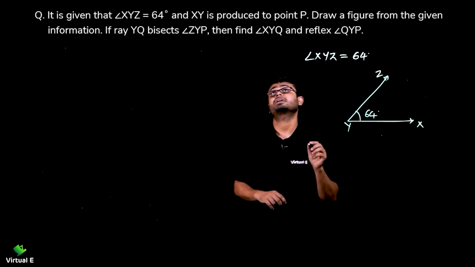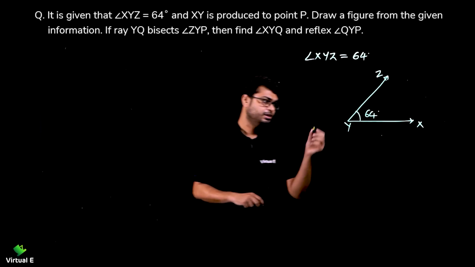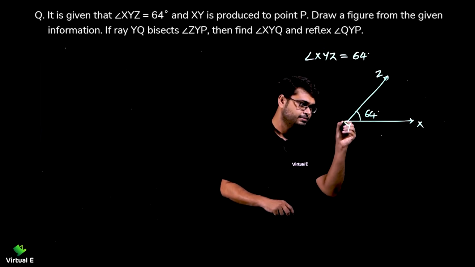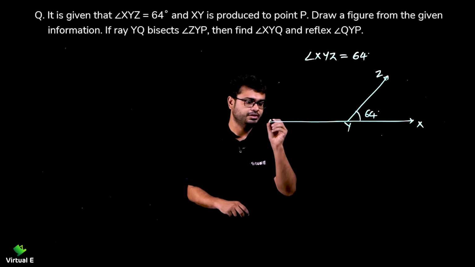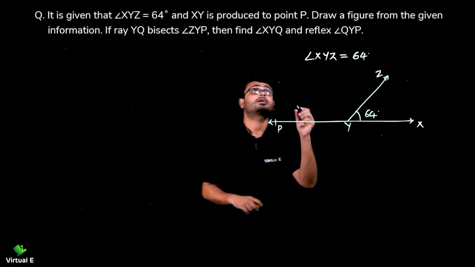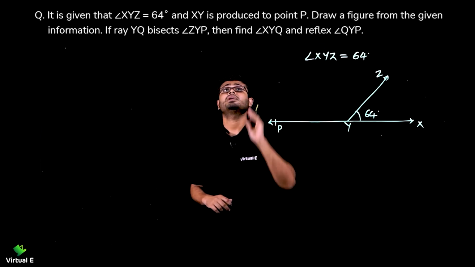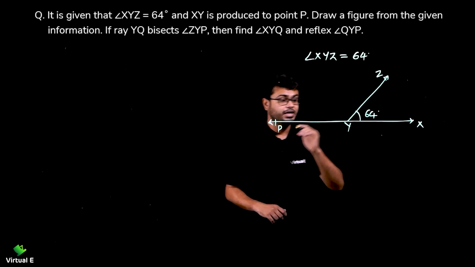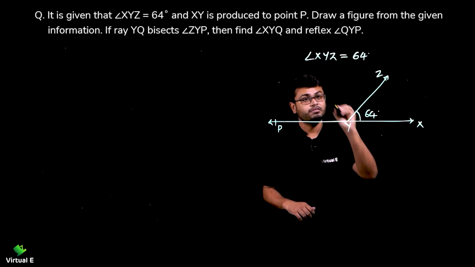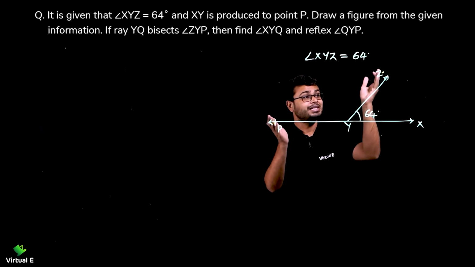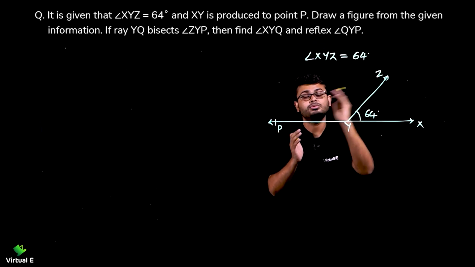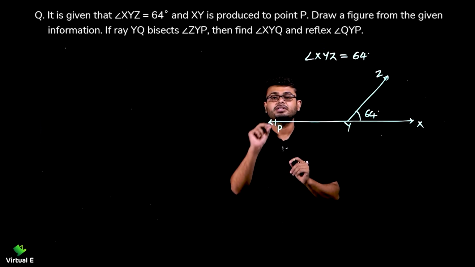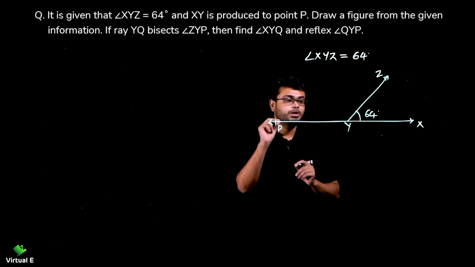What we need to do, XY is produced to point P. Now whenever it is written produced to point P, extend that line here to point P. Now let's read further. Ray YQ bisects ZYP. Ray YQ means we need to draw one ray over here that will bisect this big angle into two equal parts. Remember the meaning of the word bisect. It is dividing into two equal parts.